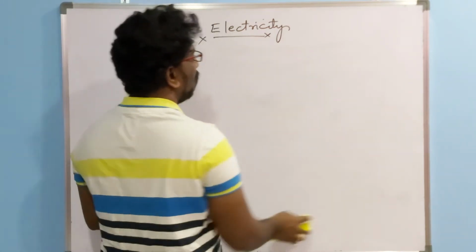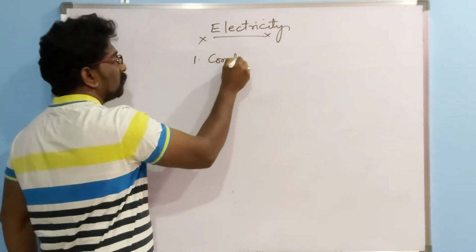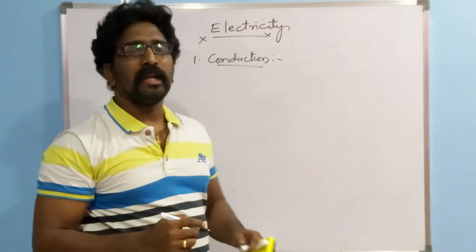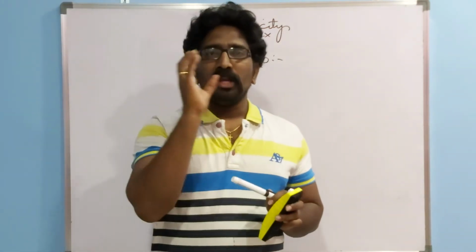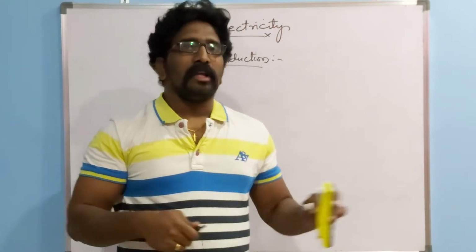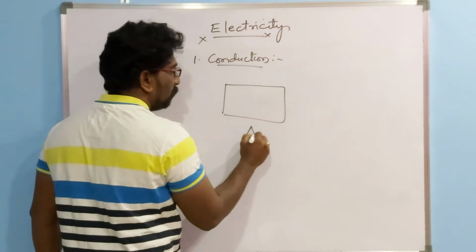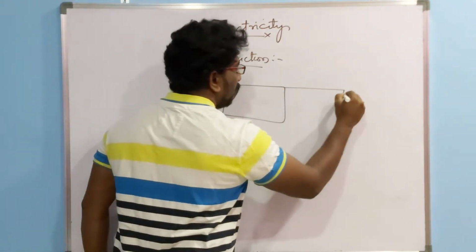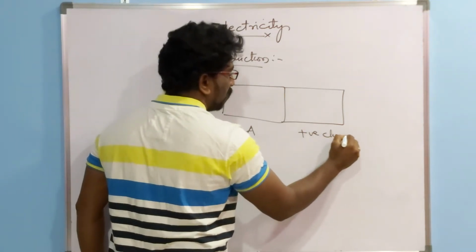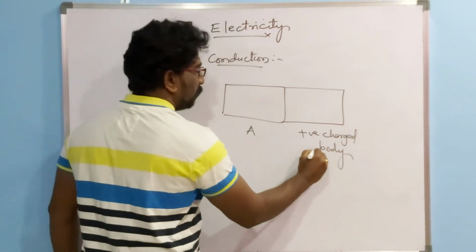So let us see another type of electrification method, that is conduction. Conduction is another kind of electrification method in which one neutral body is brought in contact with a charged body. It means that, let me consider there is a body which is neutral in nature here. Let me name it A, and another body is a positively charged body. Let it be body B.